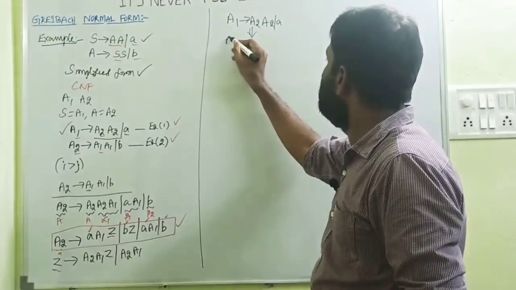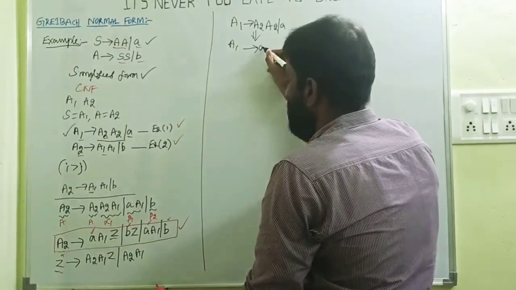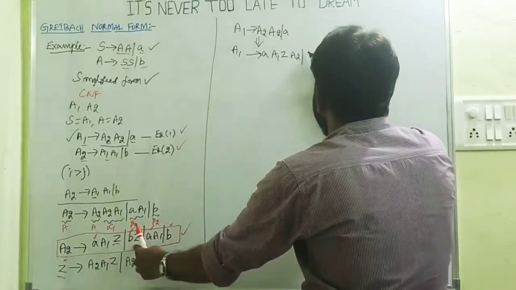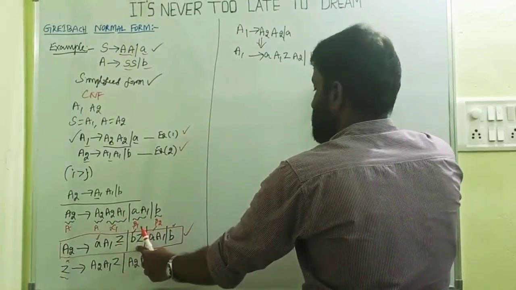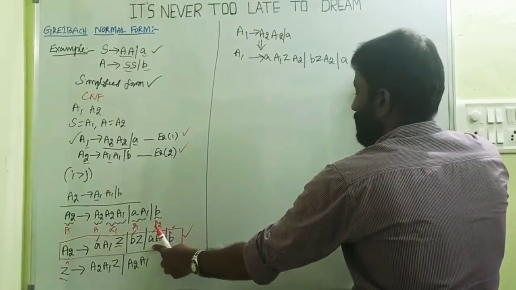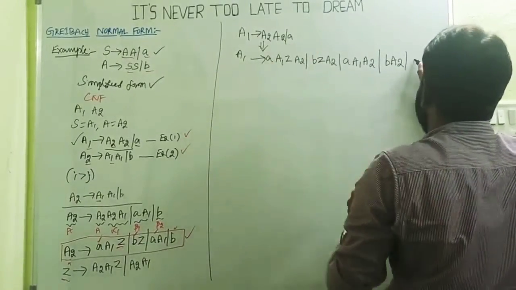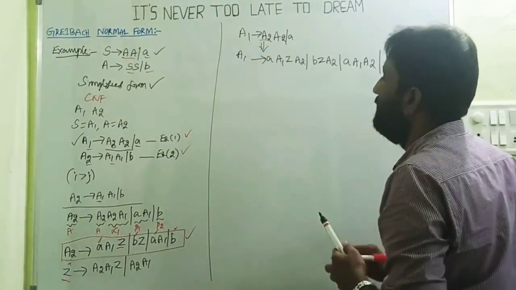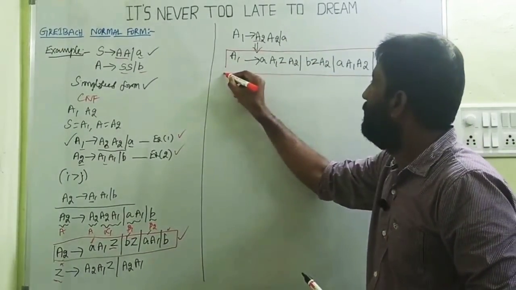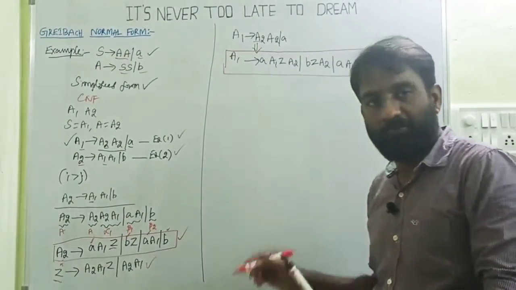So how can we write it? A1 tends to a A1 Z A2, slash, then substitute this one, b Z A2, slash, then substitute this one, a A1 A2, then substitute b, so b A2, slash, what is there? a only. So in the place of A2 we substituted. Now you observe A1 is also converted into the Greibach normal form. Then what is not converted into the Greibach normal form? The Z productions. Now take the Z productions.